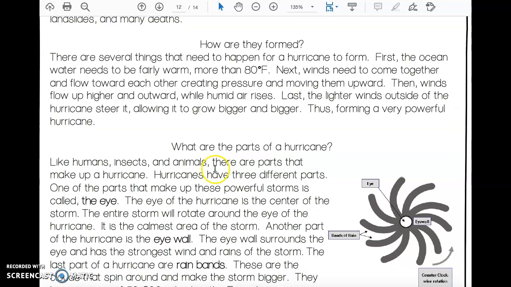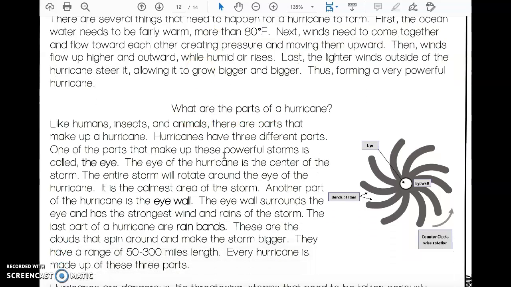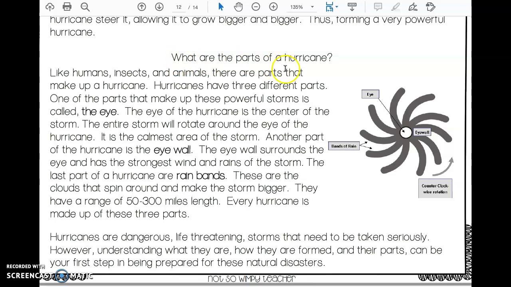Here's another heading. So all these headings are describing what's happening within the paragraph below. So these are things you definitely should include in your paper. What are the parts of a hurricane? Like humans, insects, and animals, there are parts that make up a hurricane. Hurricanes have three different parts. One of the parts that make up these powerful storms is called the eye, another bolded word. The eye of the hurricane is the center of the storm.